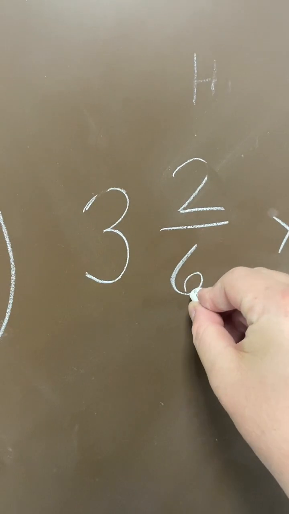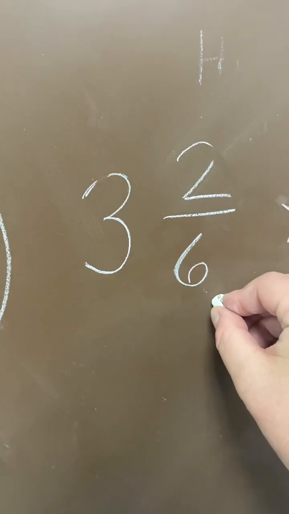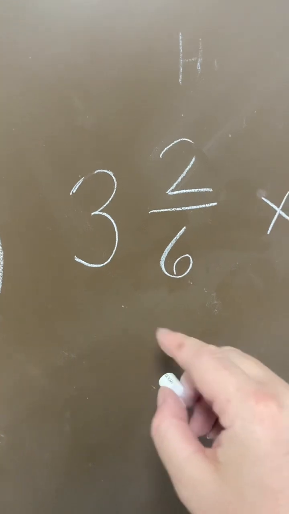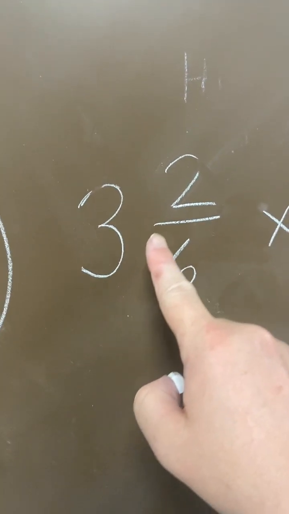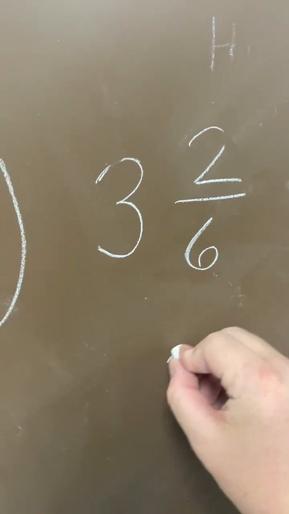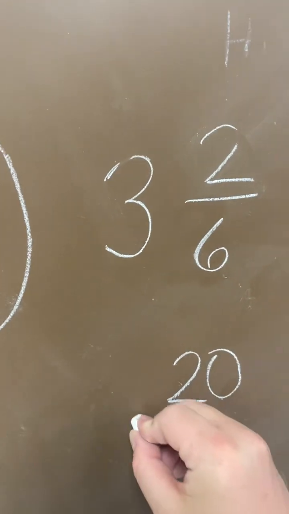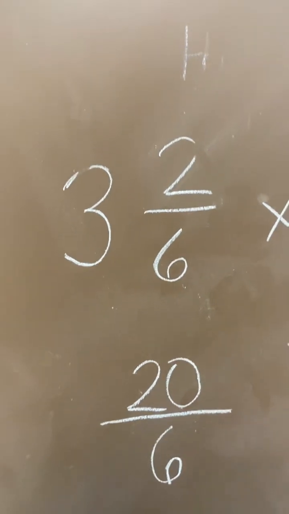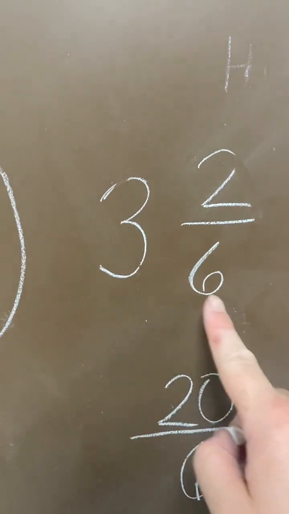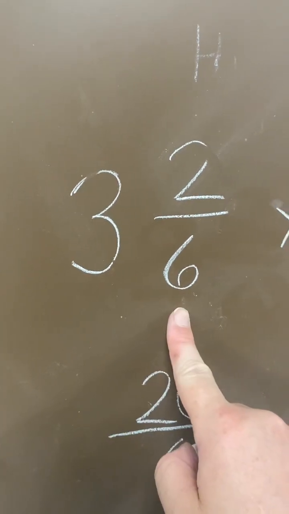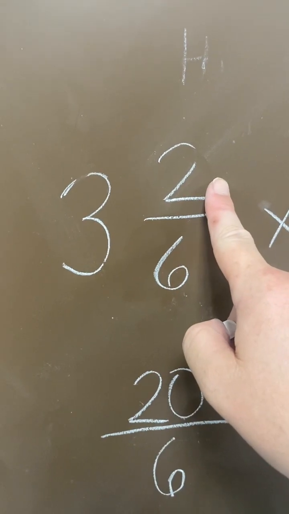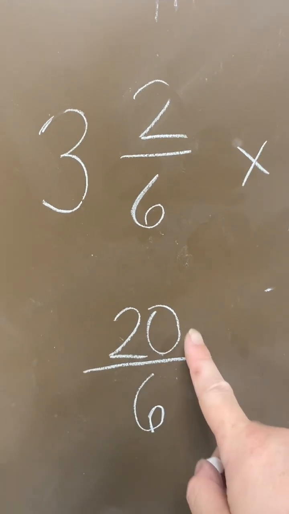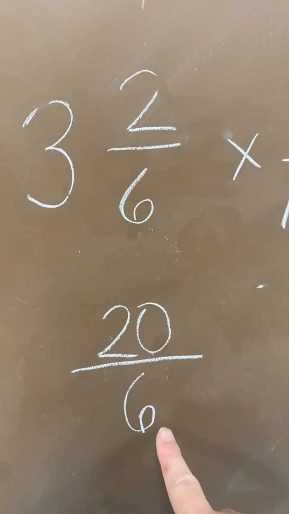We simply take our denominator and multiply it by the whole number, and then add our numerator. So 6 times 3 equals 18, plus 2 equals 20. And we put our 20 over our 6. Let me say that again. We multiply our 6 times our 3, which is 18, then add our numerator. That makes 20, and that becomes our new numerator. Our denominator always stays the same.